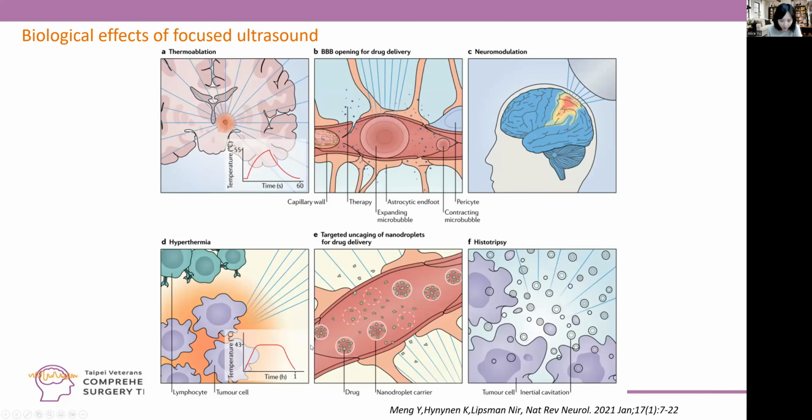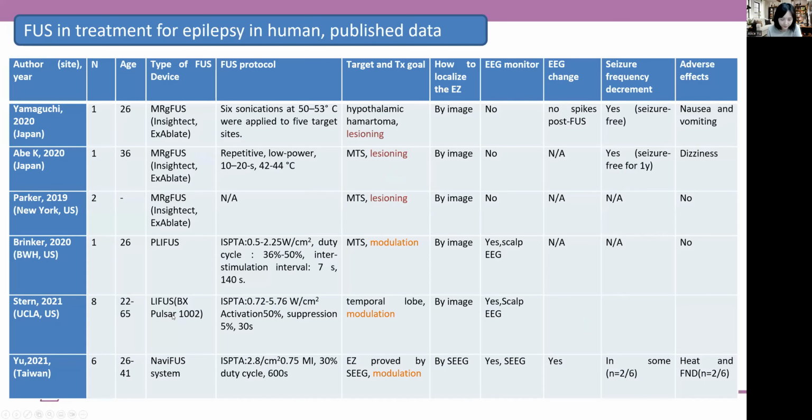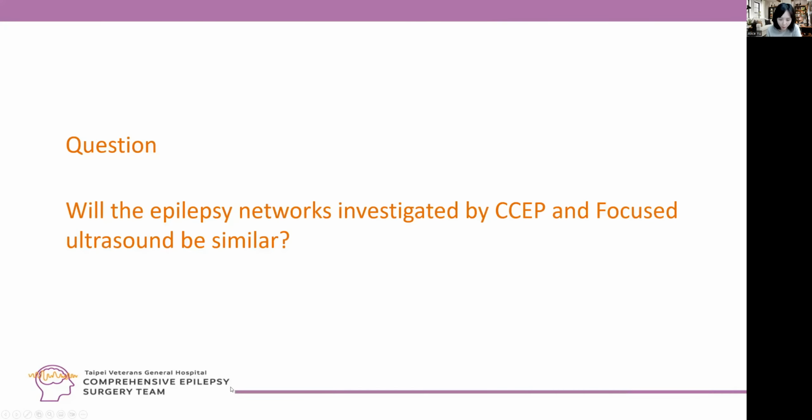There are several biological effects of focused ultrasound in the brain. Neuromodulation is one of them and has been demonstrated in humans. This table summarizes the published human data of epilepsy treatment by focused ultrasound. Some use the lesioning effect, and the others aim to modulate the epilepsy network. Here we raise the question: will the epilepsy network investigated by CCEP and focused ultrasound be similar?